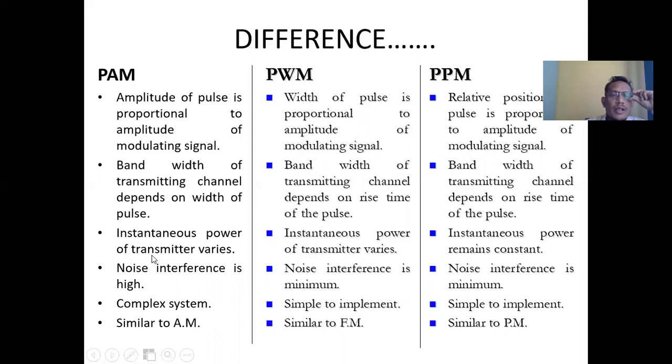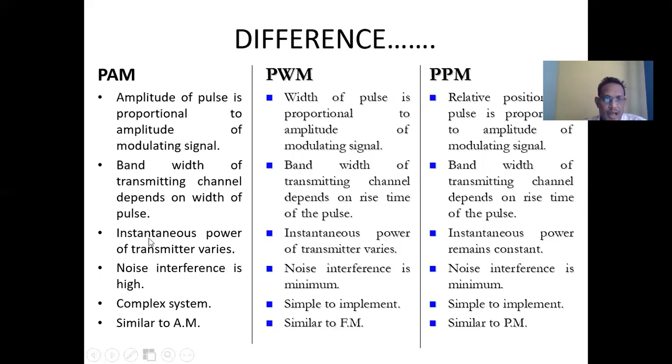Instantaneous power of the transmitter is always varied. That means this is exactly identical with respect to amplitude modulation. In case of amplitude modulation, we have already defined that the transmitted power is not constant. But in case of pulse width modulation, the transmitted power is always constant because the amplitude of the carrier signal is always constant. Same thing with respect to pulse position modulation. Instantaneous power is always constant because the amplitude of the carrier signal is always constant in case of pulse width modulation and pulse position modulation, because the total transmitted power depends upon the value of A, that is called amplitude, as per the formula.